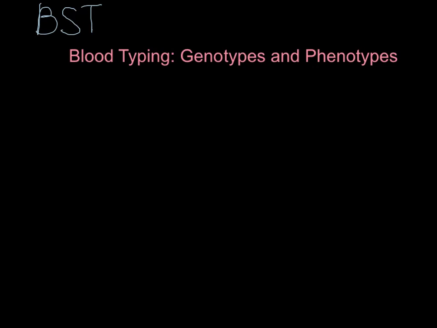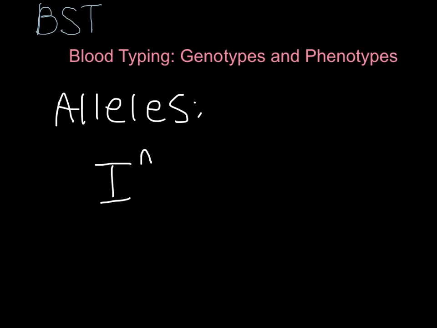Hi, I'm a Bull student tutor, and in this video I will be talking about blood typing, genotypes, and phenotypes. For blood typing, there are 3 types of alleles that code for the blood typing. So there is big I to the A, big I to the B, and little i.